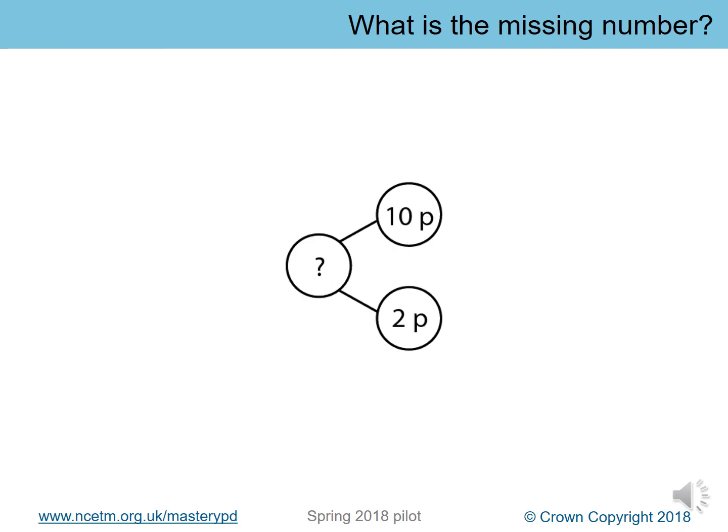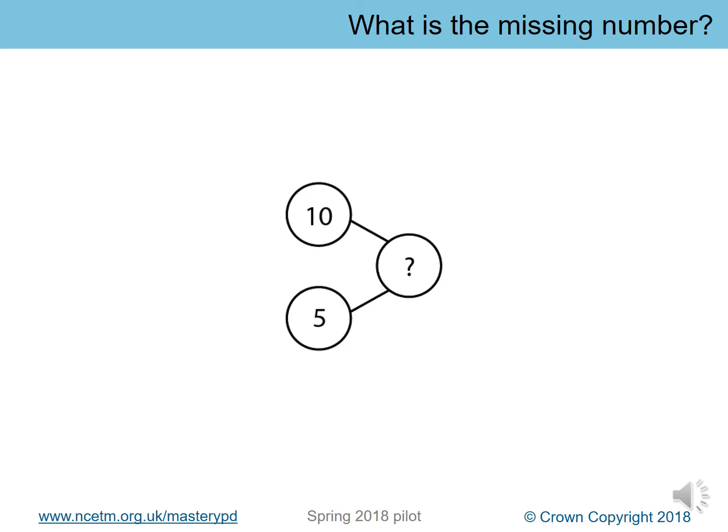Next one then. So what is my whole this time? Again, I've got a part of 10 and I've got a part of 2. What would my whole be this time? It would be 12. Well done if you got that right. Next one, my part is 10 and 5. What would my whole be this time? It would be 15.